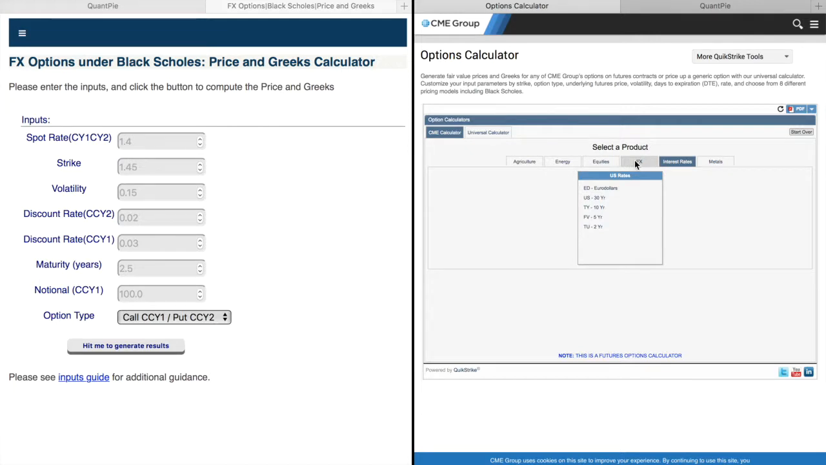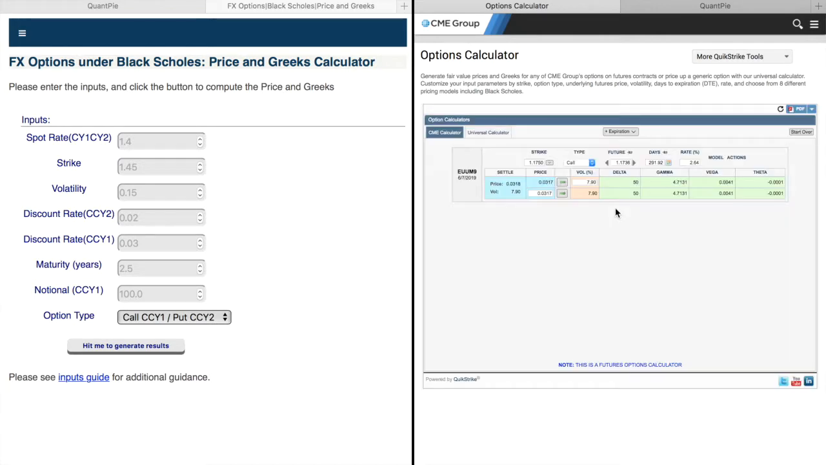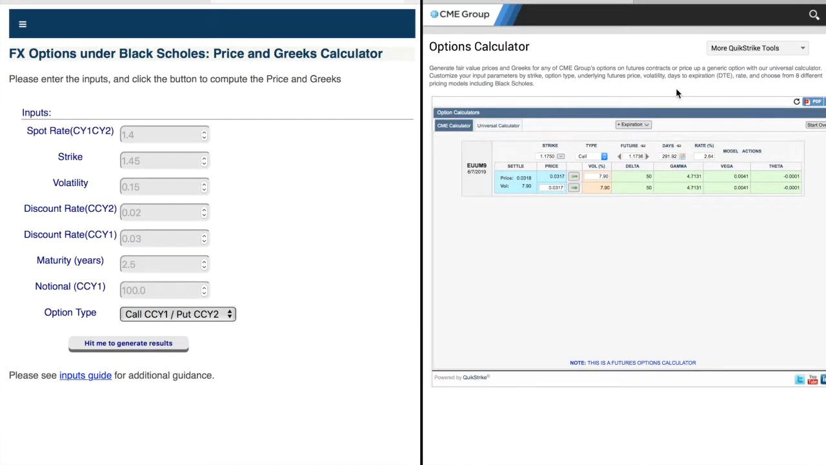We are obviously interested in the FX options. Let's select Euro USD. We have loads of options again. Let's try the June 2019 option contract. It has about 10 months to expiry. Cool, we have both inputs and outputs on the same page, and we are now going to replicate this in QuantPy.